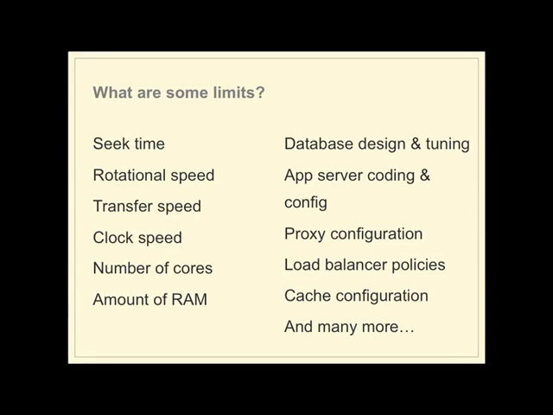So for instance, and we're not going to get into super detail about this stuff, that's probably for the database implementation webinar. But on the disk, stuff like the seek time, the rotational speed, and the transfer speed is going to limit your disk performance. Your disk performance is going to limit your database performance, which is going to limit your app server performance. Your clock speed and the number of cores is going to affect your CPU performance, but it also depends on what kind of app server you're using. Some of them do great with multiple cores, some of them don't. The amount of RAM you have affects your caching. The way your app is designed, the way your proxy is designed, and the way your load balancer is configured affects the throughput. Again, any of these things can be a bottleneck.